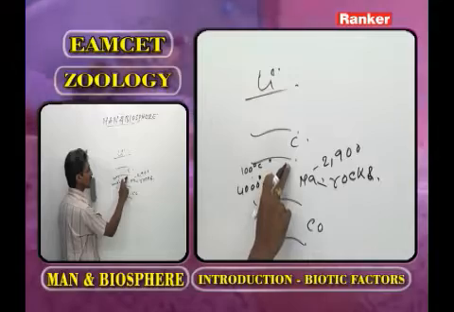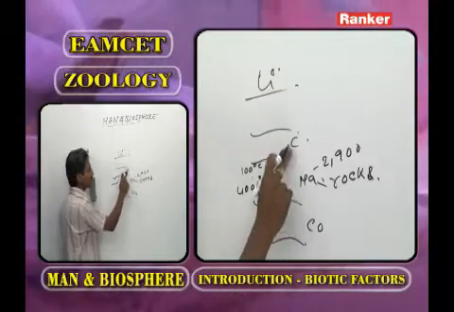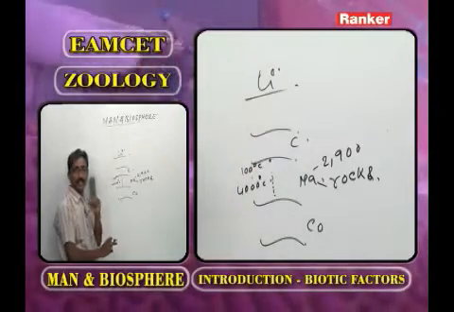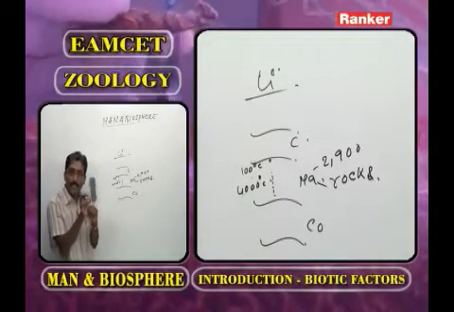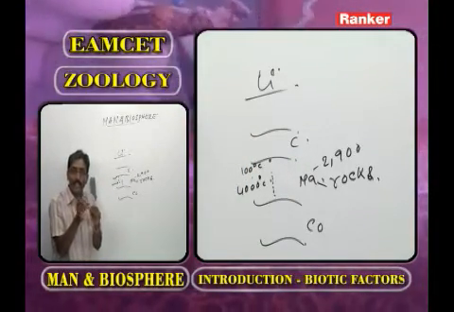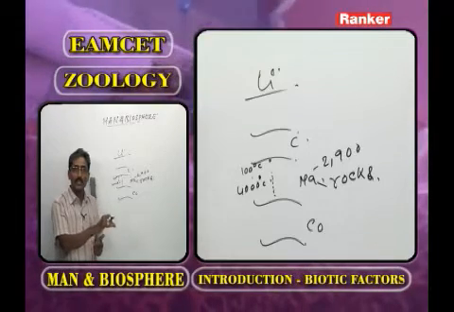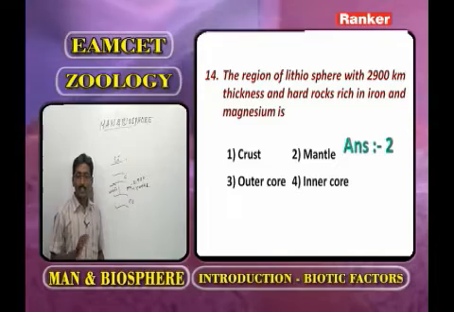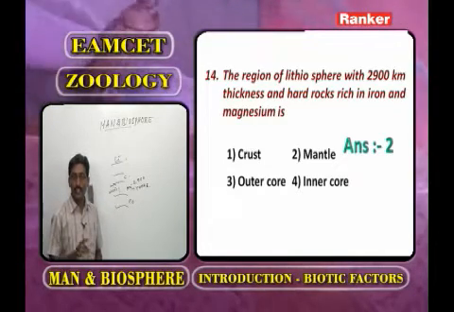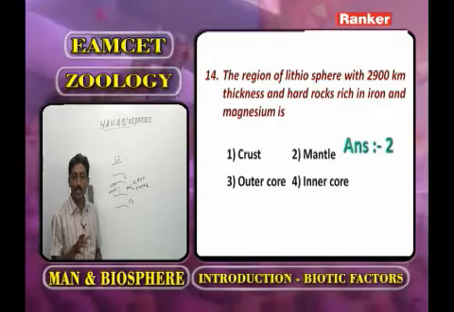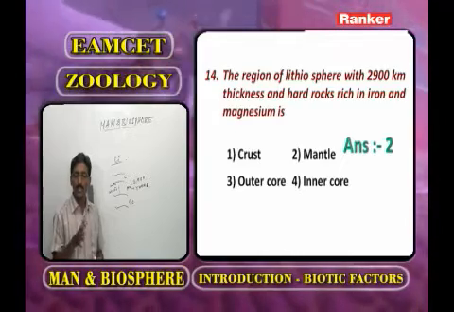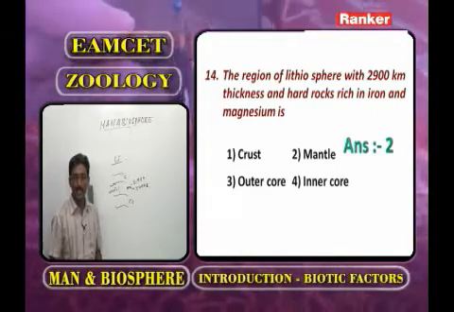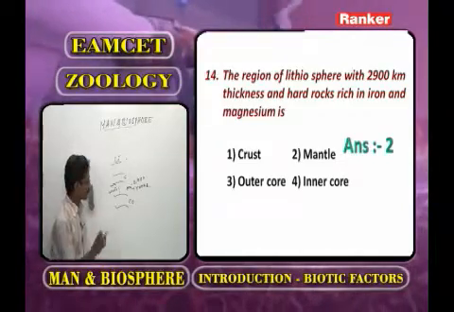The outermost part of the mantle with the crust, we call the lithosphere, already discussed. Below the lithosphere, the next part of the mantle we call the asthenosphere, which was also discussed in the previous question. Based on this information, the region of the lithosphere with 2900 kilometers thickness and hard rocks rich in iron and magnesium, that we call the mantle. Now we go for the next question.